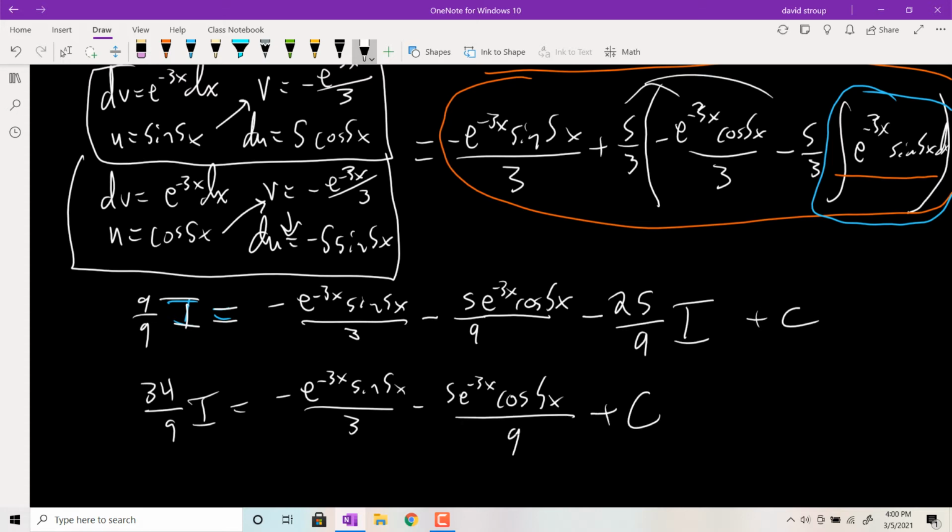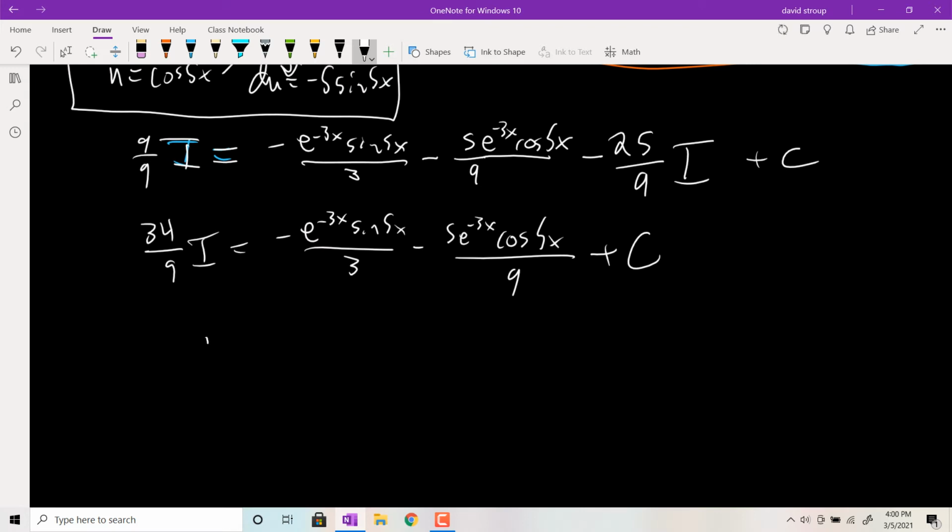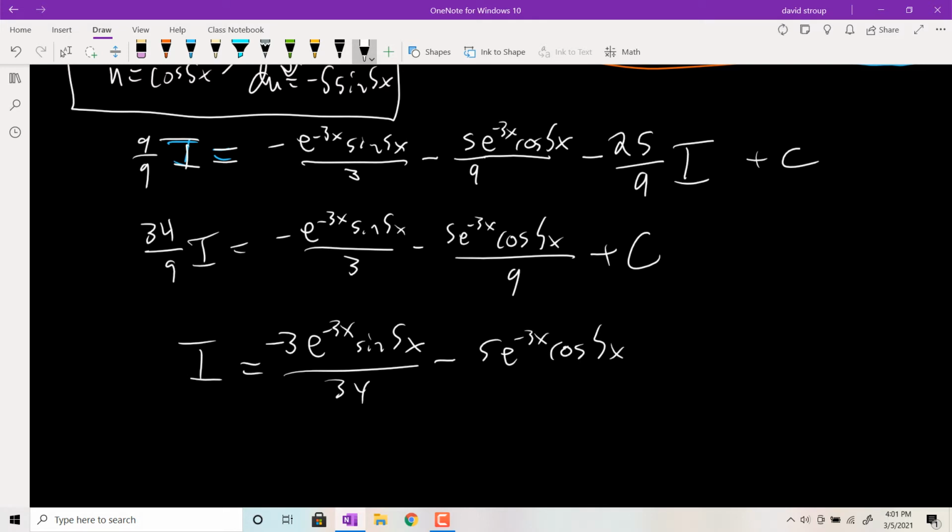And then multiply both sides by 9/34. Okay, so you end up with I, the integral, equaling, if 9/34 times 1/3 is 3/34, so negative 3 e to the negative 3x sine 5x all over 34 minus 5 e to the negative 3x cosine of 5x all over 34, and then plus c. Okay, one of the weird loopers. I used to call those loopers.